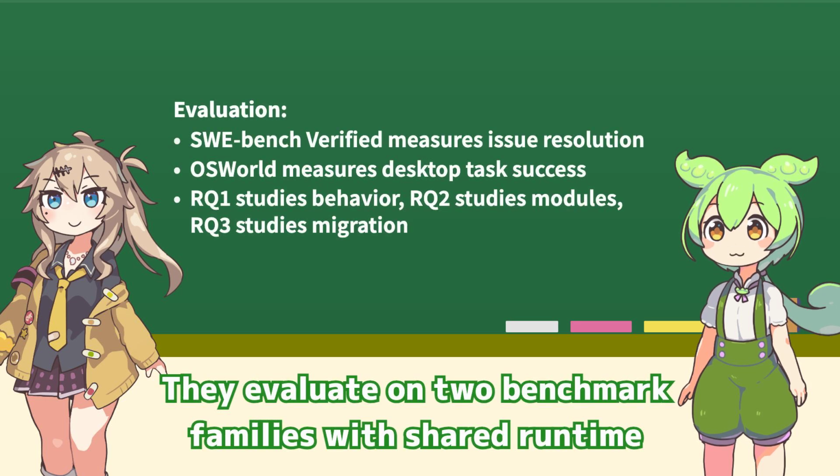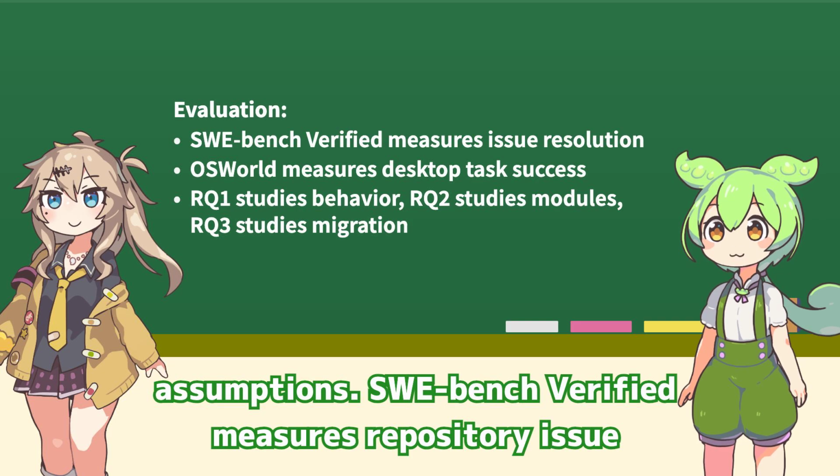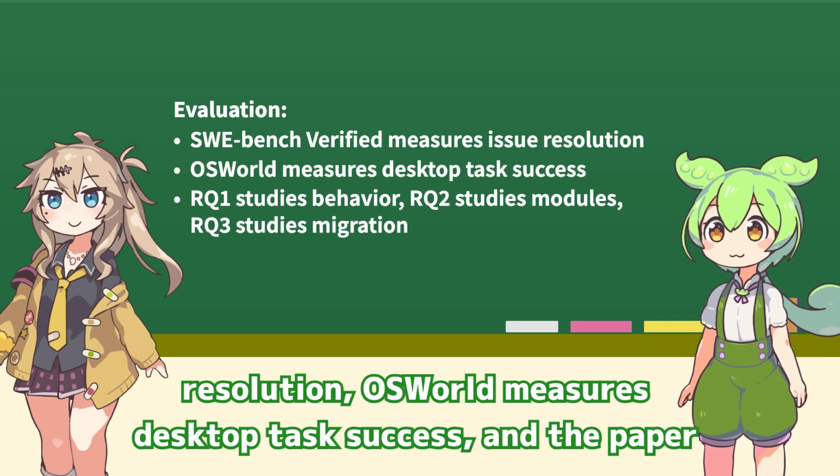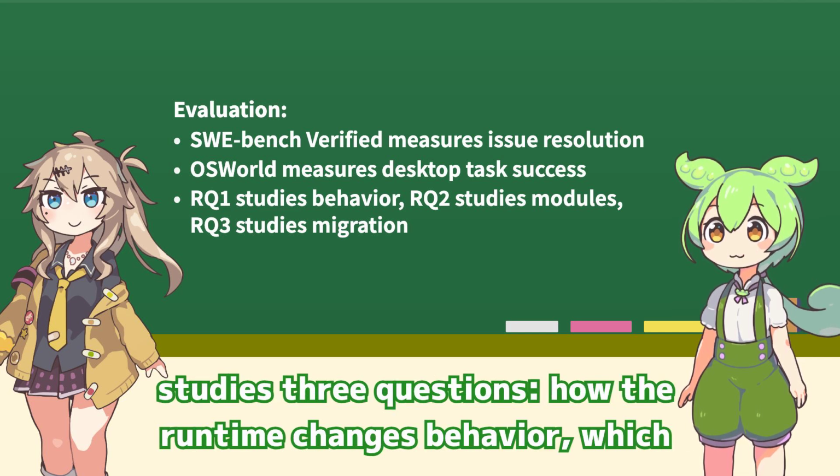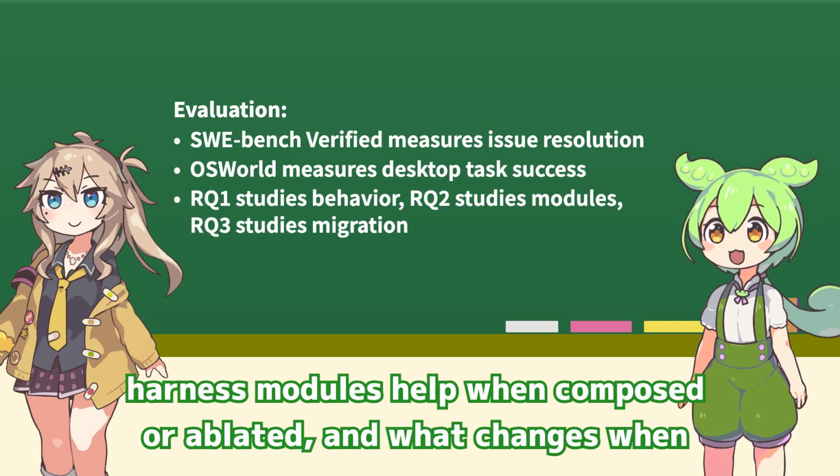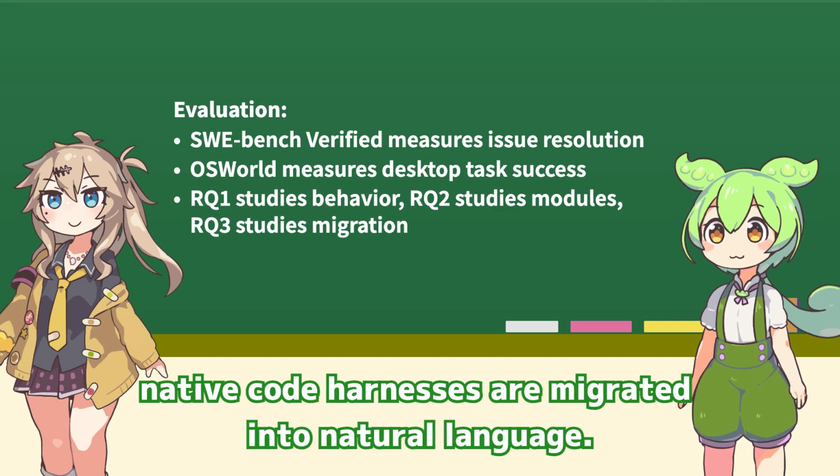How do they test whether this harness actually helps? They evaluate on two benchmark families with shared runtime assumptions. SWE-bench Verified measures repository issue resolution. OSWorld measures desktop task success. And the paper studies three questions. How the runtime changes behavior, which harness modules help when composed or ablated, and what changes when native code harnesses are migrated into natural language.